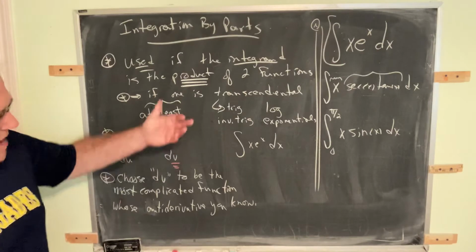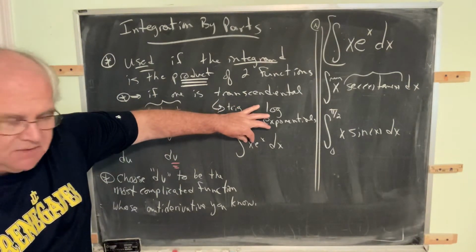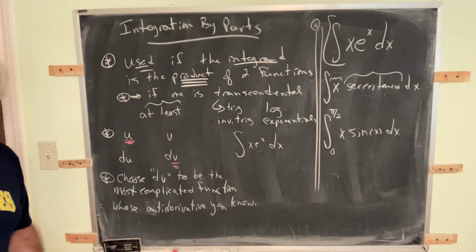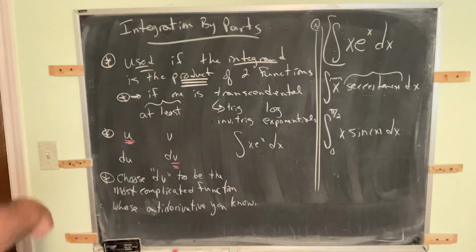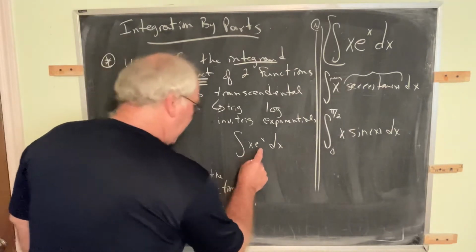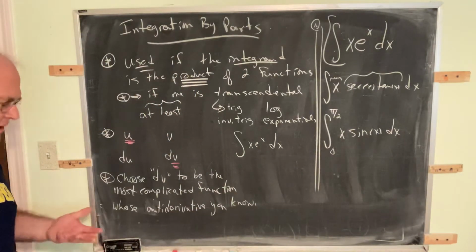Well, there are two choices on offer here. There is the function x, and there's the function e to the x. Now we know how to find the antiderivative of both of those. We want to choose dv to be the most complicated function whose antiderivative you know. Of the two, e to the x is a more complicated function than simply x.